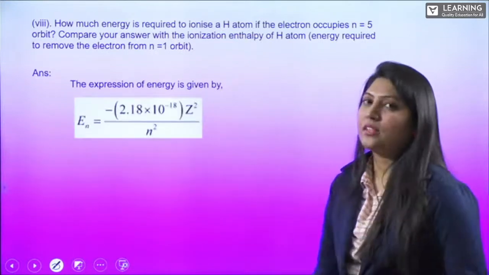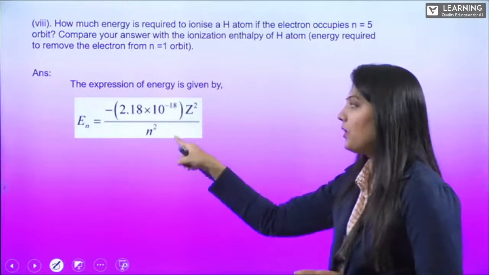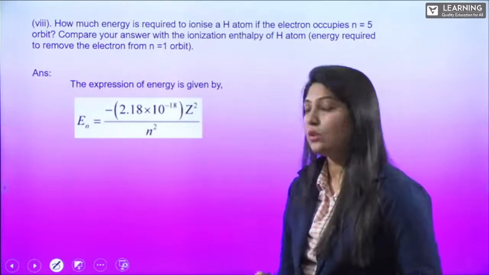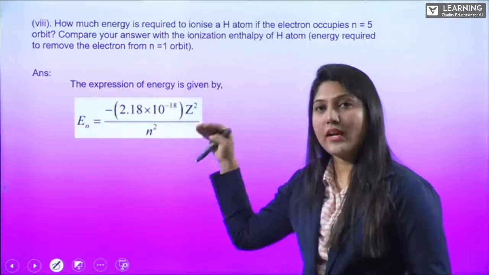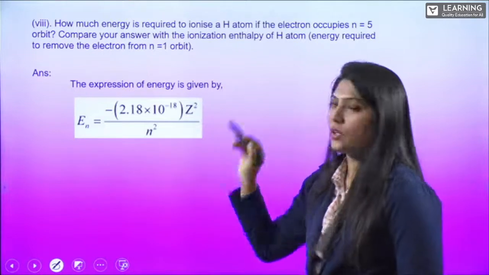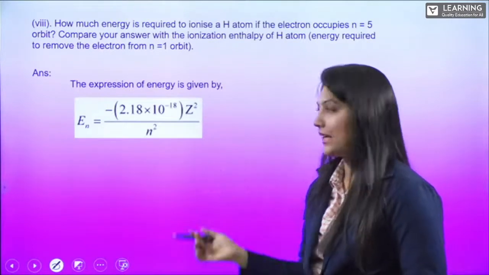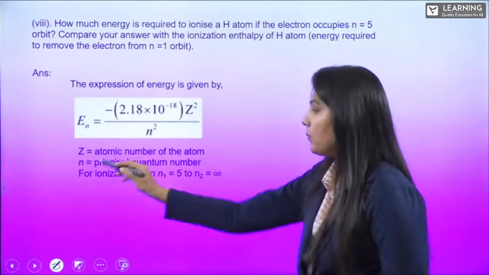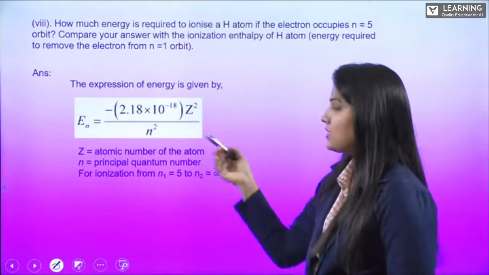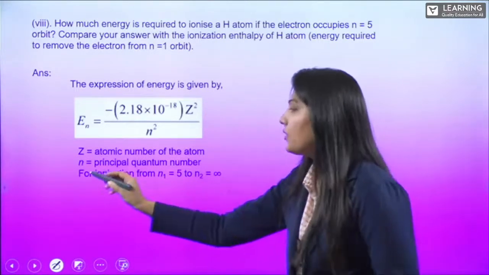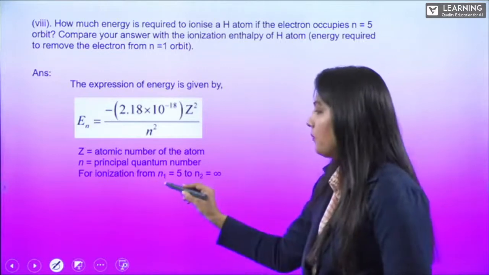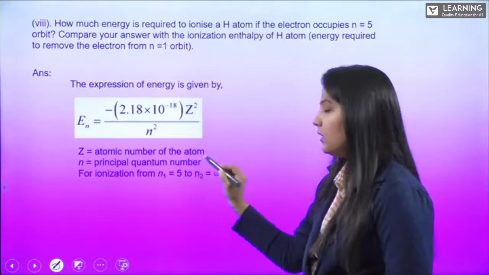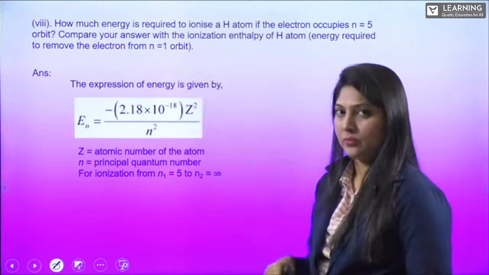So here we have the ionization energy required for the nth orbit. We have studied En is equal to minus 2.18 into 10 raised to minus 19 into Z square divided by n square. Z gives the atomic number of the atom we are taking, and n gives the number of the orbit, the principal quantum number. Here the electron is going from the 5th orbit to infinity. It is jumping out.